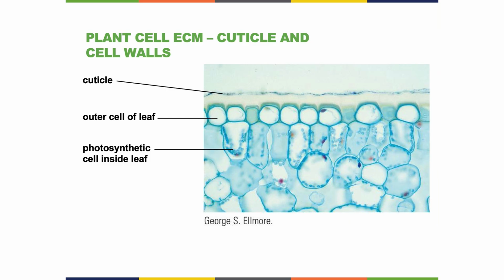Plant cell walls, this is a cross-section of a leaf. You can see the waxy cuticle on the surface. That would be shiny, and that helps to keep water from just diffusing out of the leaf. The photosynthetic layer is in this area. We'll do a photosynthesis lab later in the semester where we'll talk about the different regions of the leaf and how they're involved in photosynthesis.